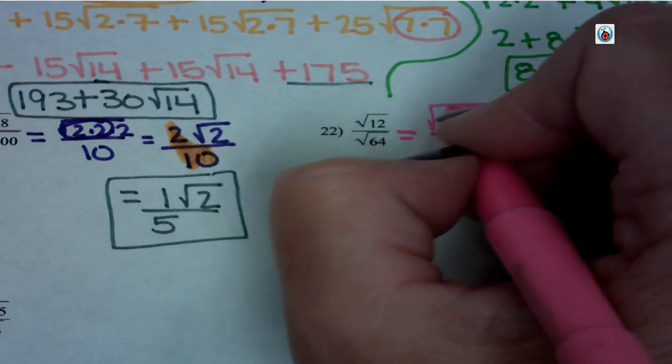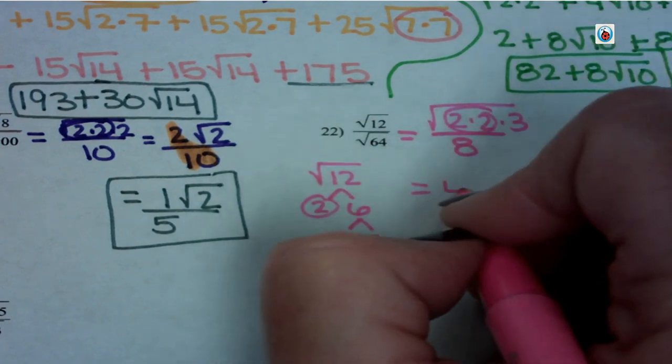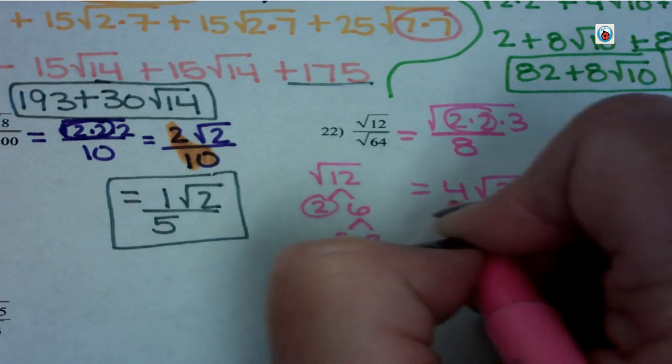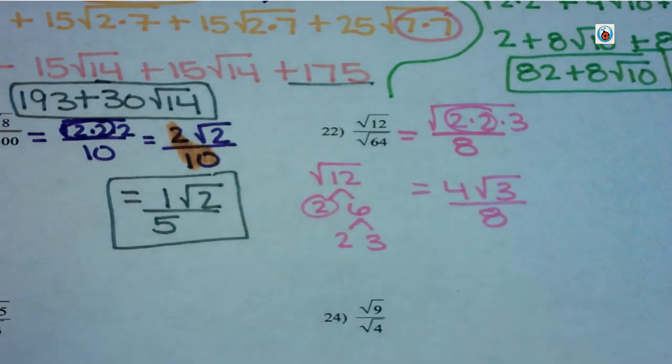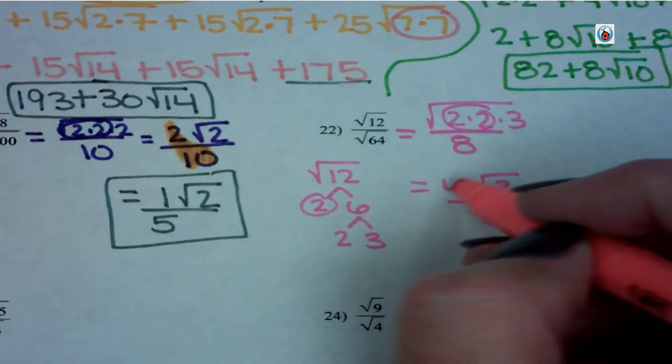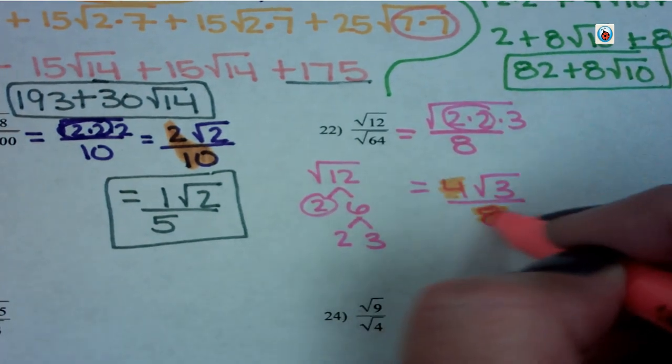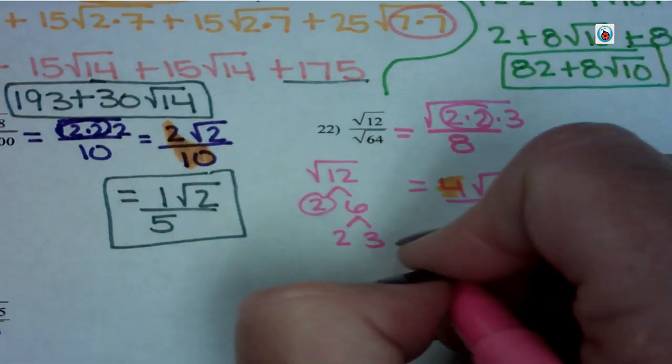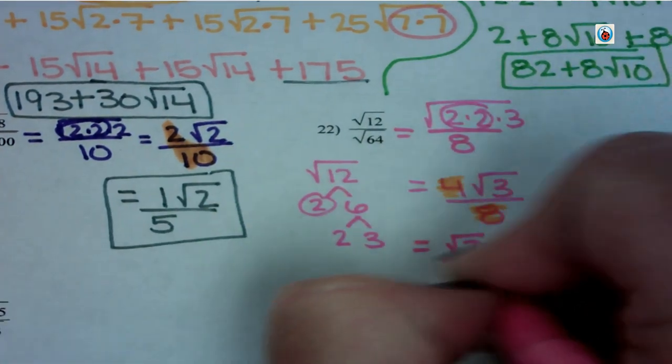I have a pair of 2, so they're going to come outside. So I get 4 radical 3 over 8. Again, I can simplify the numbers on the outside of the radical. So 4 and 8 simplify to 1/2. So I have square root of 3 over 2.